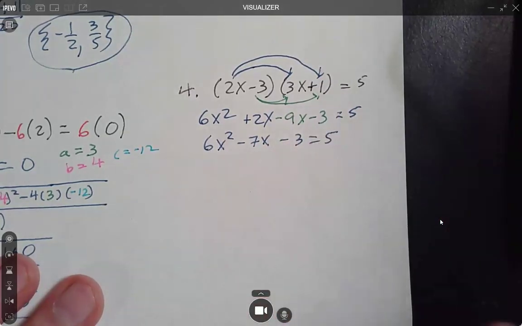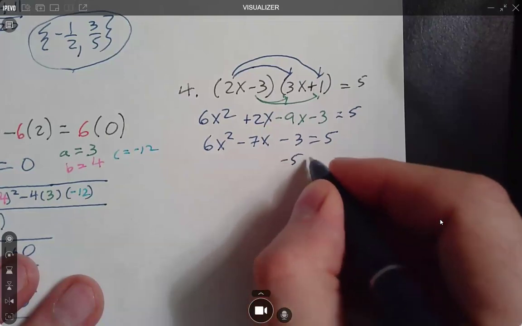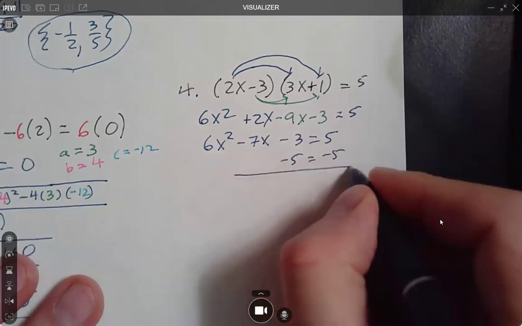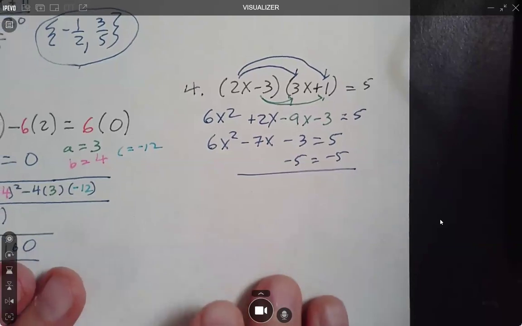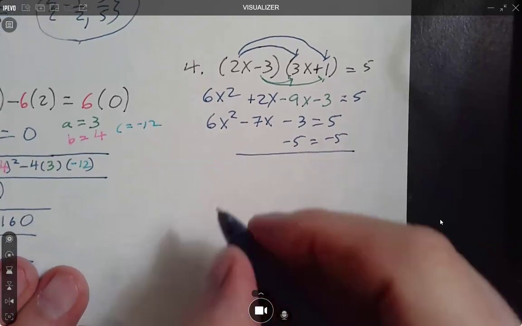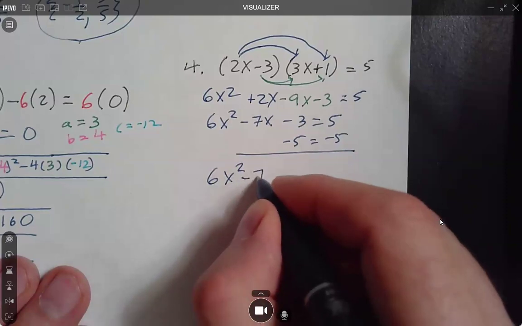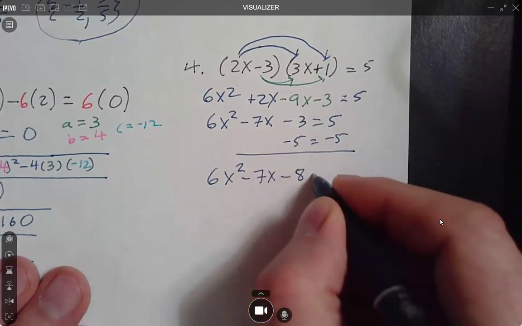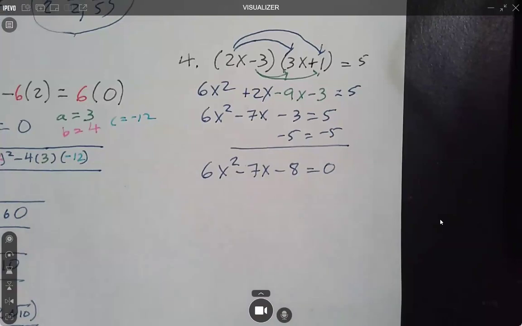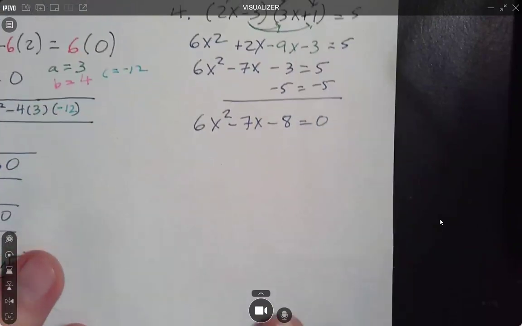And now I'll need to bring that 5 over. So we have to have 0 on one side. So let me subtract 5 from both sides. So we'll have 6x squared minus 7x minus 8 equals 0. And now we're ready to use the quadratic formula.